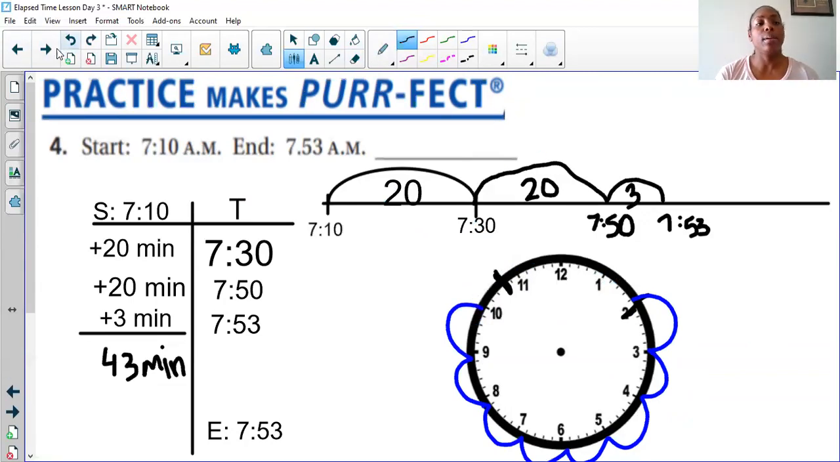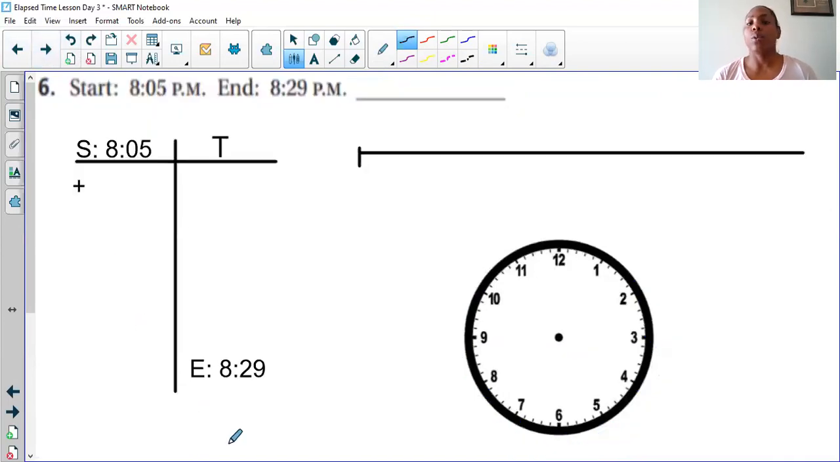Let's go ahead, move on to question number 6. So our start time is 8:05 p.m. and our end time is 8:29 p.m. As you see, I left this blank because I want you to see there are different types of increments that we can use to still get the same time.